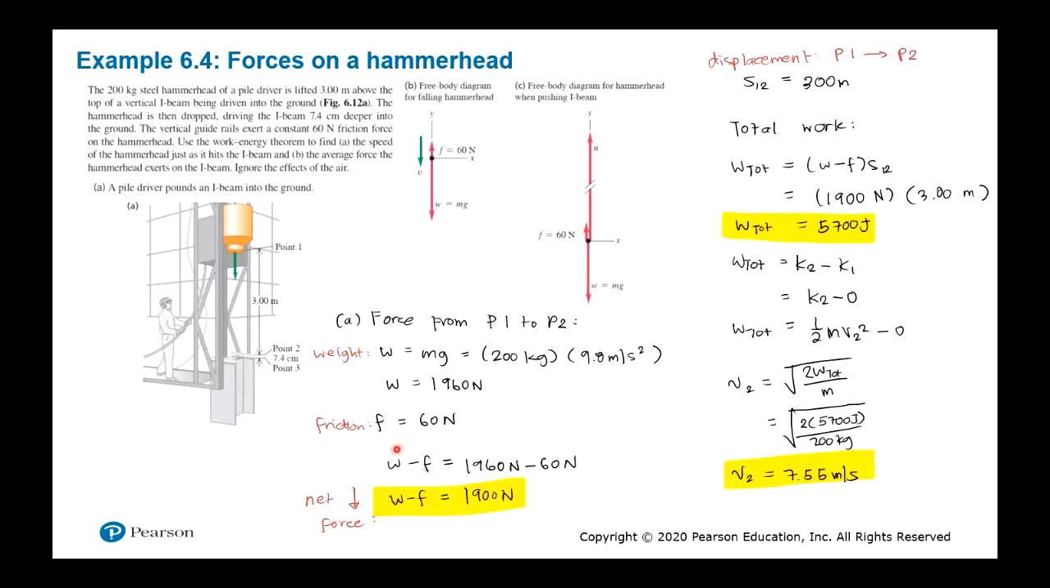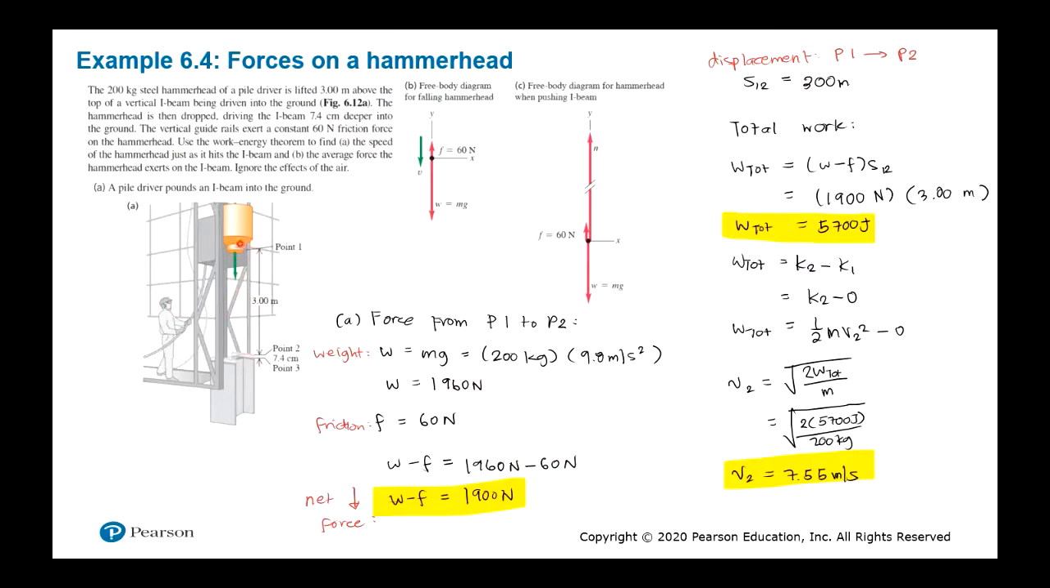Friction is given as 60 newtons. Since the direction of motion is downwards, our positive y will be here. This means that the frictional force will be on the negative y side. So remember, always choose the coordinates in terms of the direction of motion. So the net force is 1,960 newtons for the weight minus 60 newtons for the frictional force. This means that your net downward force is equal to 1,900 newtons.